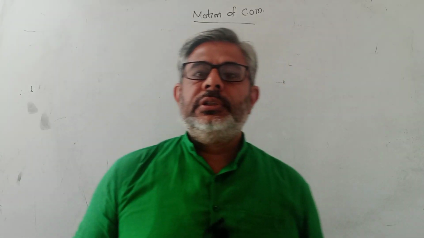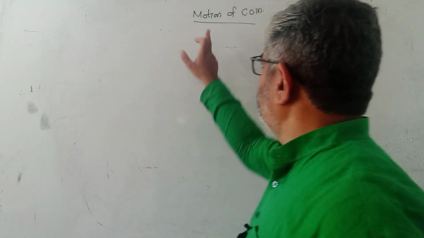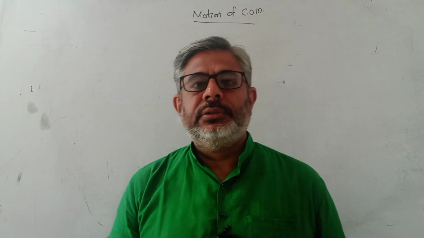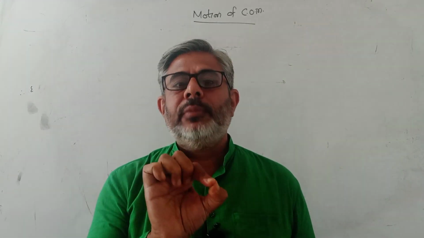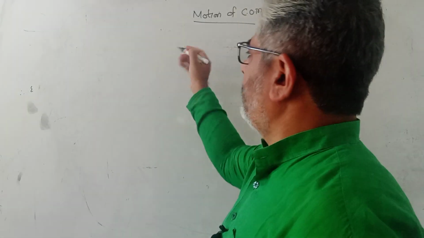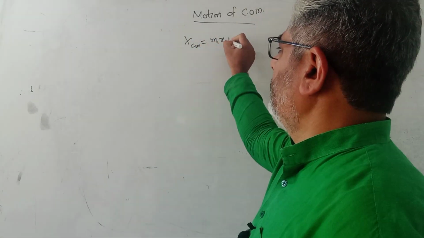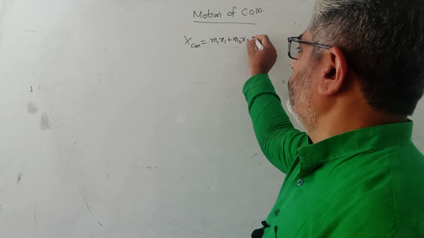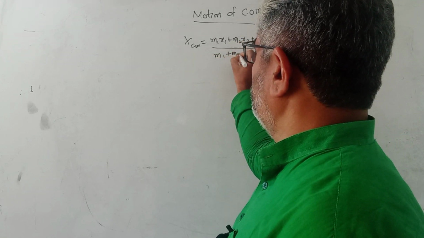So dear students, this is the second part of the center of mass, and here we are discussing the motion of center of mass. In the last video I was telling you about the coordinates of the center of mass, that is the location. Now we look at the motion. So I am rewriting the equation which I wrote, that is xcm equals m1 x1 plus m2 x2 plus so on upon m1 plus m2.